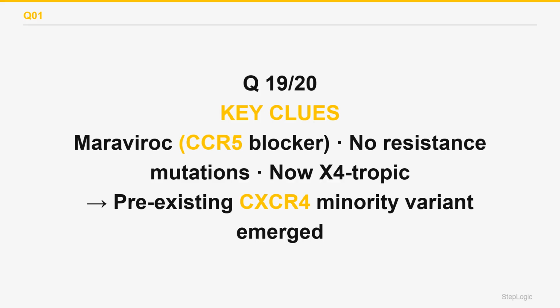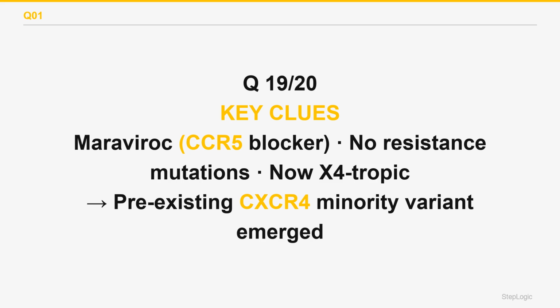Maraviroc blocks CCR5, the co-receptor used by R5 tropic HIV strains to enter CD4 T cells. It is highly effective against R5 tropic virus. However, HIV also exists as X4 tropic strains that use CXCR4 instead of CCR5. In some patients, a minor X4 tropic population exists at baseline but is below the detection threshold of standard tropism testing. When CCR5 is blocked, R5 virus is suppressed, but the X4 tropic minority is completely unaffected and expands.